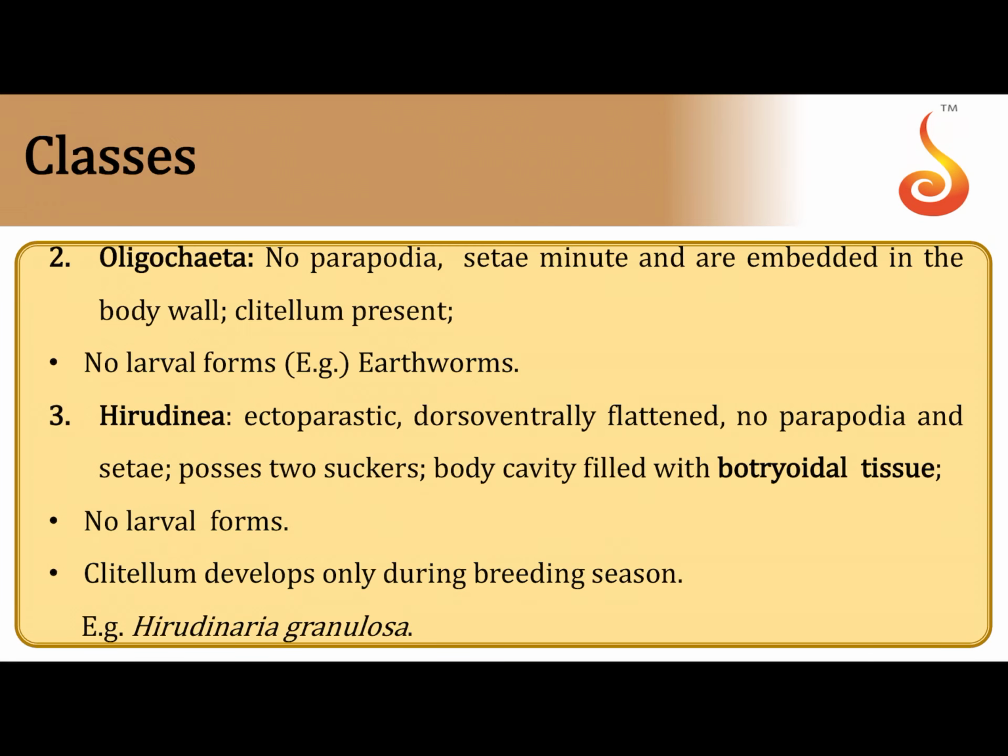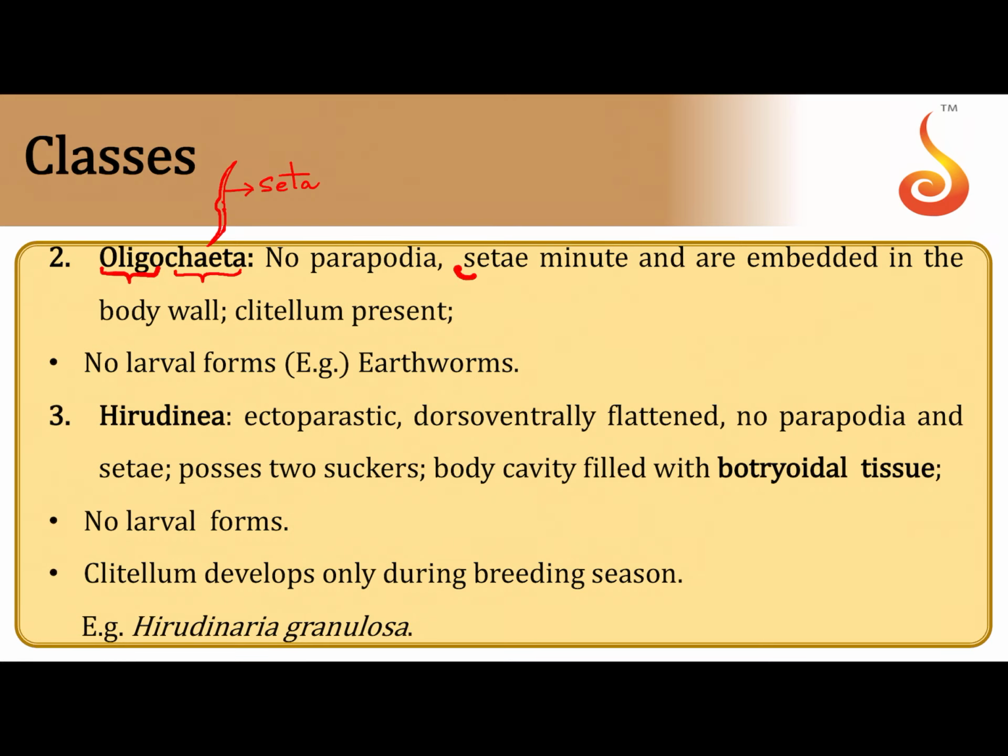The next one is the class to which earthworms belong, Oligochaeta, oligo meaning few and chaeta meaning bristles, and here the chaetae or the bristles are modified into S-shaped structures. Now these S-shaped structures, which are made up of chitin and embedded in the body wall, are referred to as the chaeta. Singular is chaeta, plural is chaetae.